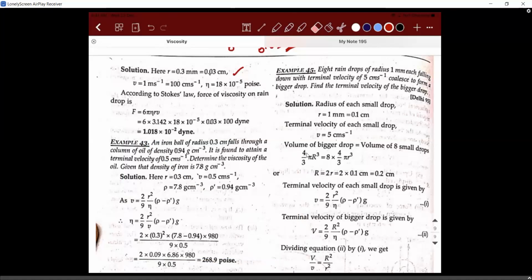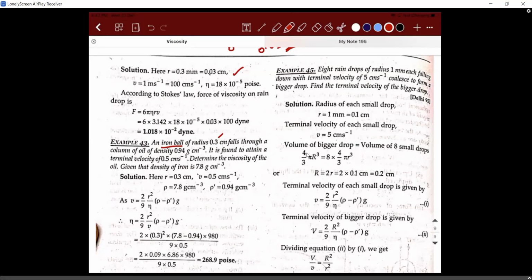What are they trying to say? There is an iron ball of radius 0.3 centimeter which falls through a column of oil of density 0.94 gram per cc. Okay, write down the values. What is the radius of the iron ball? So whenever you are reading a question, don't read it complete. Read the first part: there is an iron ball of radius 0.3 centimeter which falls through a column of oil of density 0.94 gram per cc.